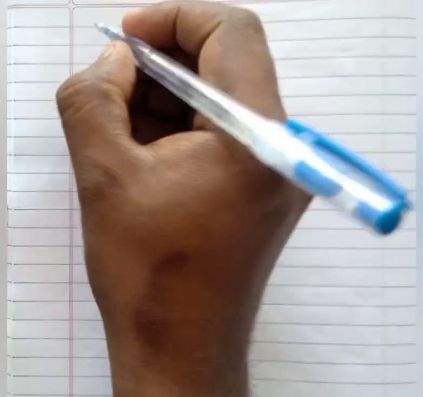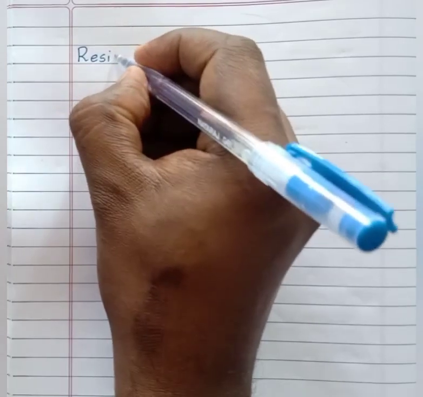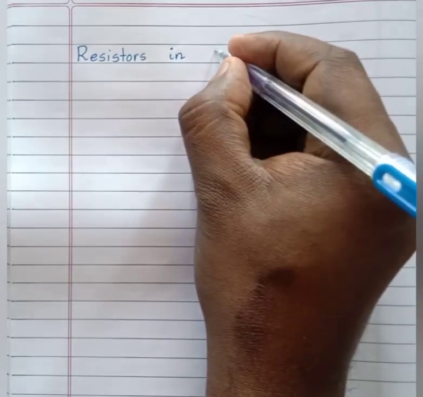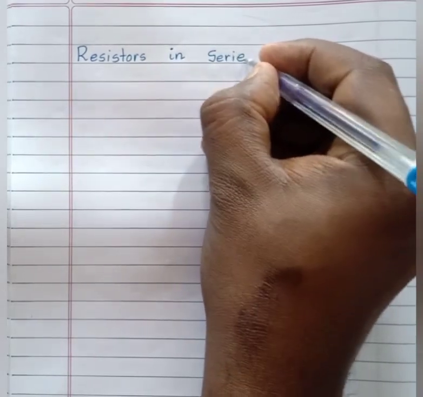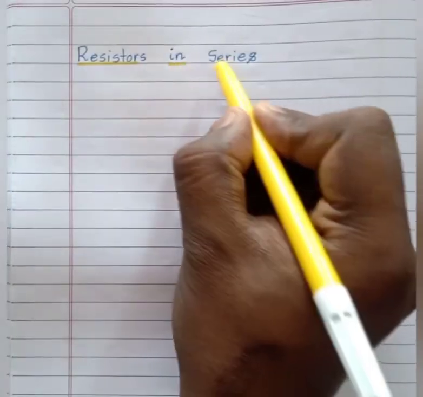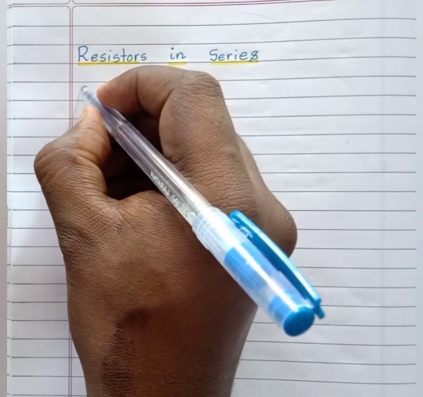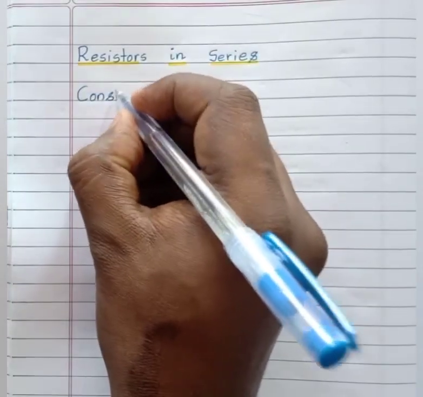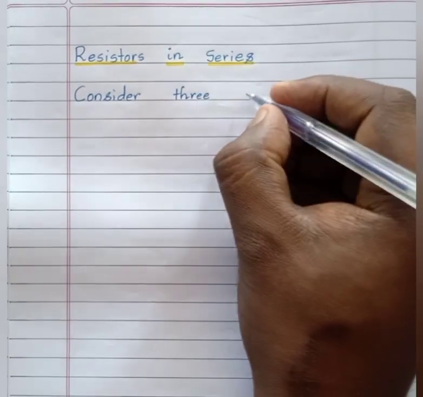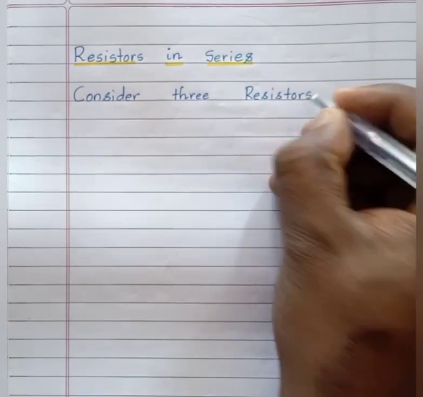Now we are going to study about the system of resistors in series, that is end to end connection. We are going to study what? The system of resistors in series connection. Consider three resistors of resistance R1, R2, R3 connected in series.